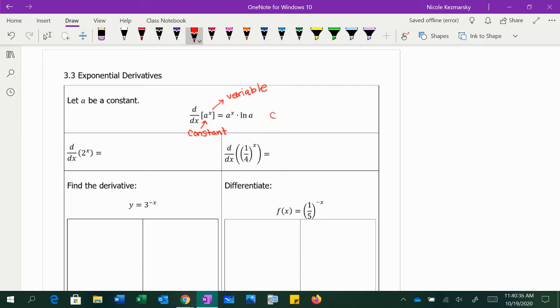So let me write that out here. So copy the function and then multiply by natural log of the base. So if we have something like 2 to the x, we're going to copy it over. So 2 to the x. And then I'm going to multiply by natural log of 2. If I have something like 1/4 to the x, I'm going to copy it over. So 1/4 to the x, and then natural log of the base, the 1/4.